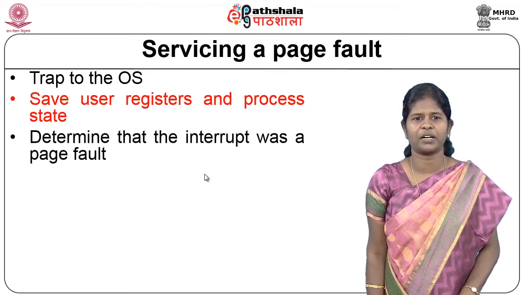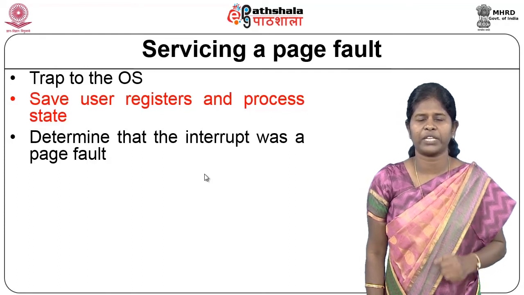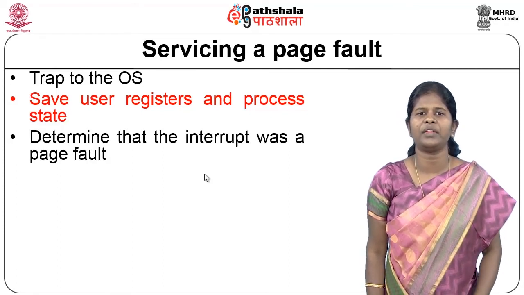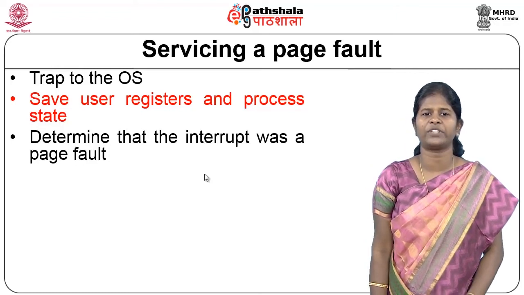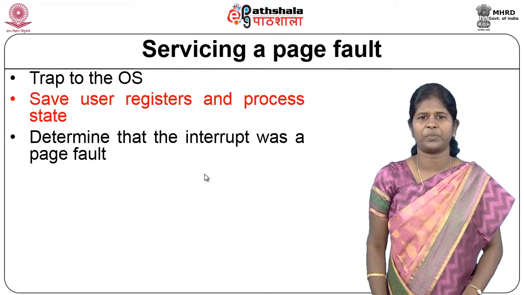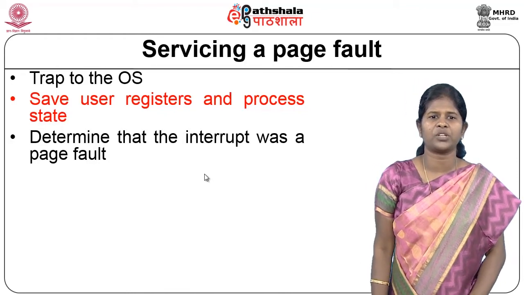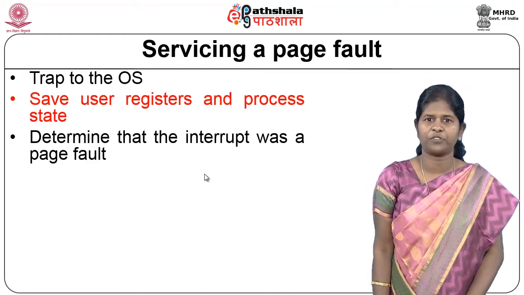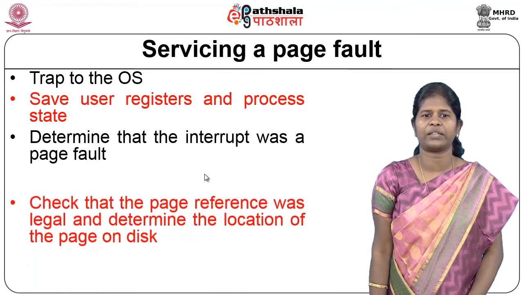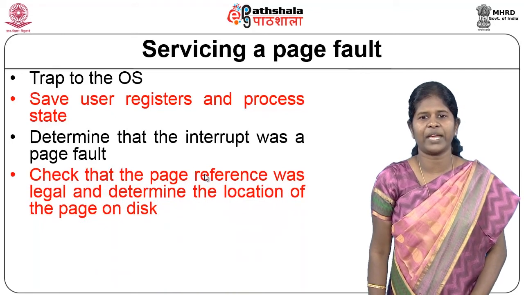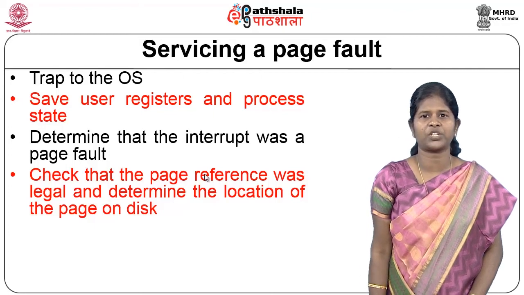So, when a page fault occurs, you trap to the operating system, and when the trap is given to the operating system for the current process, you need to save the user register values and the state of the currently running process. And then you need to find out what kind of interrupt it is, and you need to understand that it is that of a page fault. And then you need to check that the page reference was legal, and then determine the location of the page on the disk.